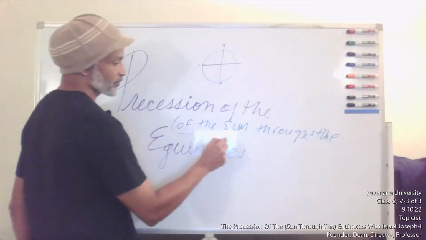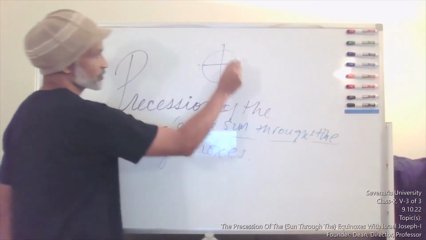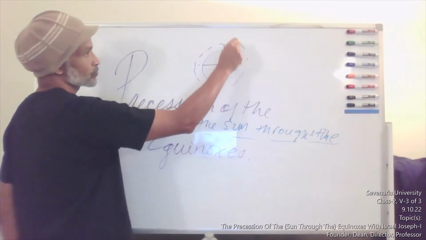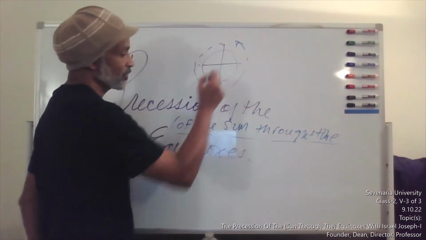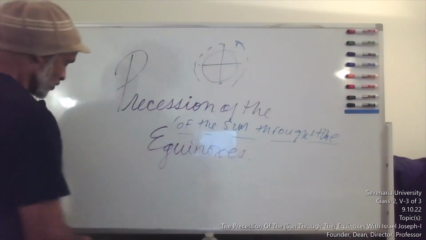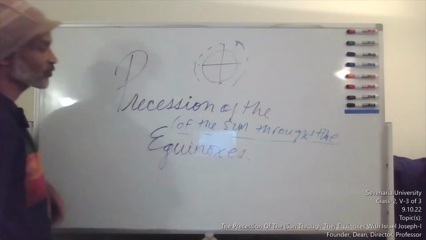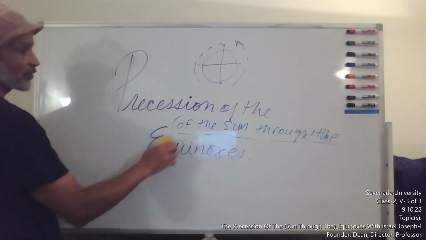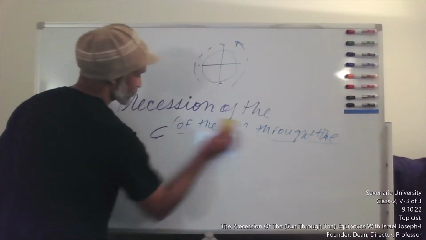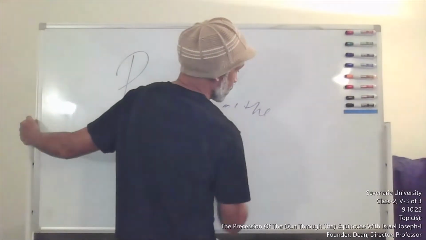of the sun through the equinoxes. That's really what's going on. So it's the sun through the equinoxes, okay? So we're going to talk about the precession of the equinoxes, or like Sevenaria likes to call it, the precession of the sun through the equinoxes. So let's go ahead and do that.